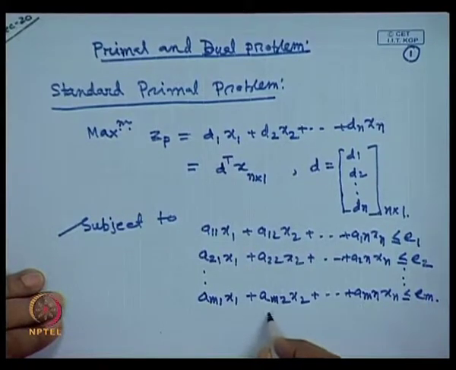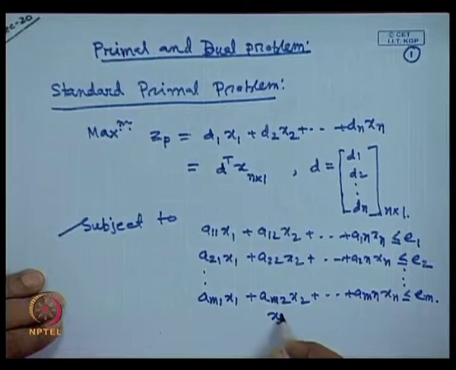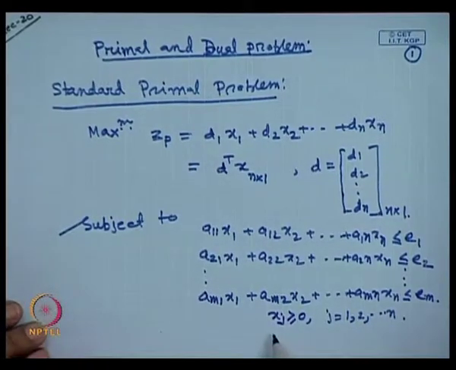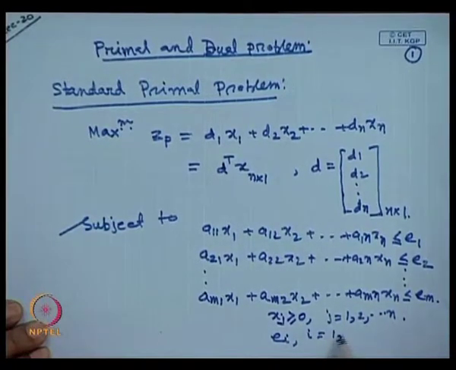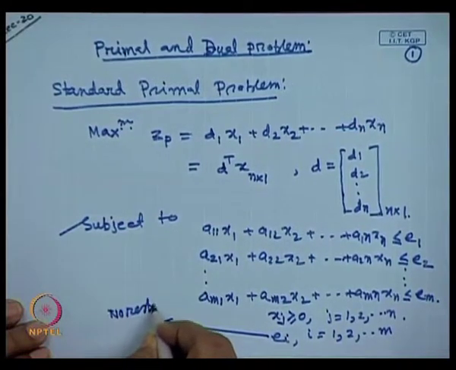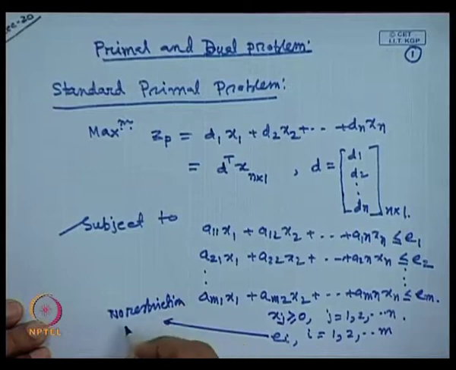Also x j is greater than or equal to 0 for j equal to 1, 2, dot dot n, and E i, for i equal to 1, 2, dot dot m, since we have m constraints, is unrestricted in sign. It can be positive, negative, 0, whatever it may be. There is no restriction on its sign.